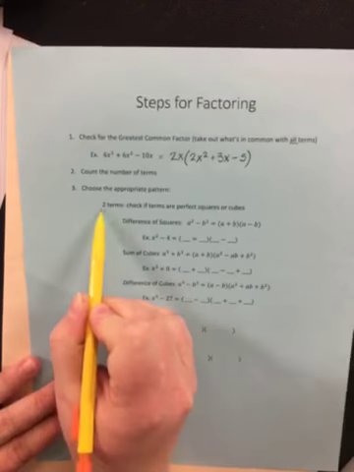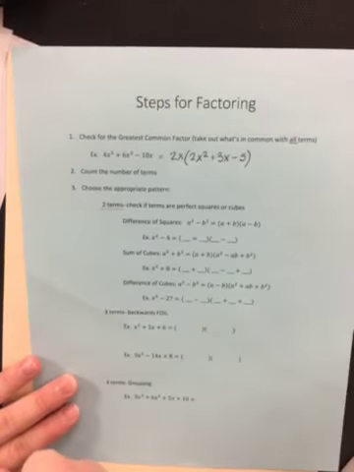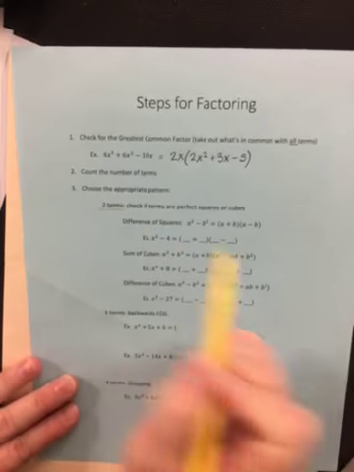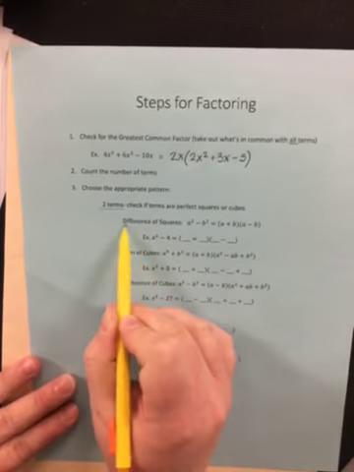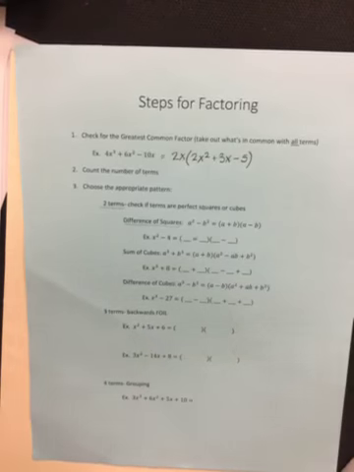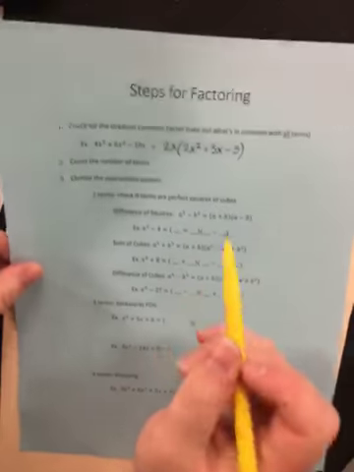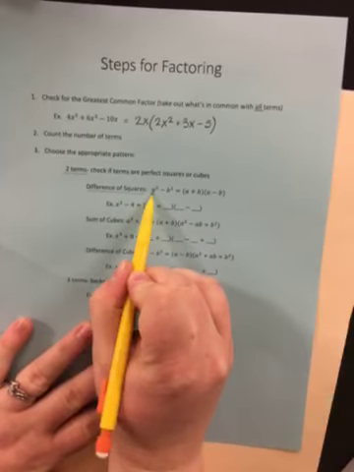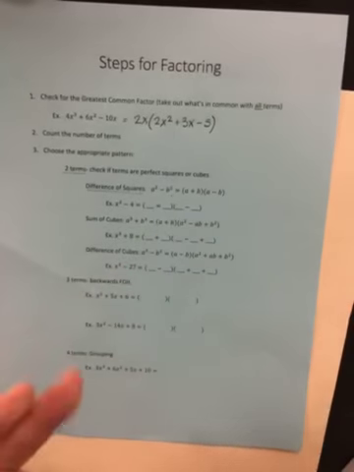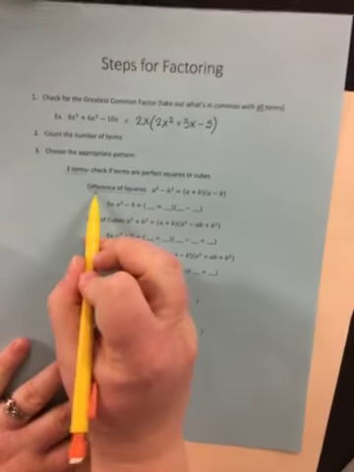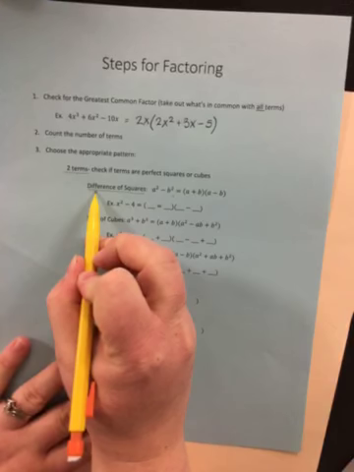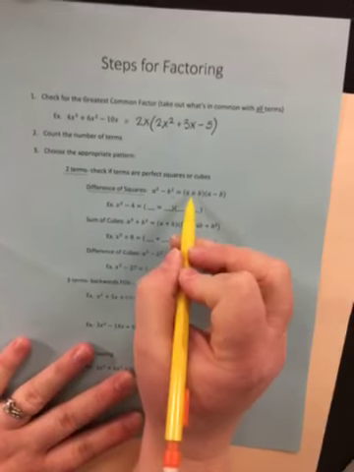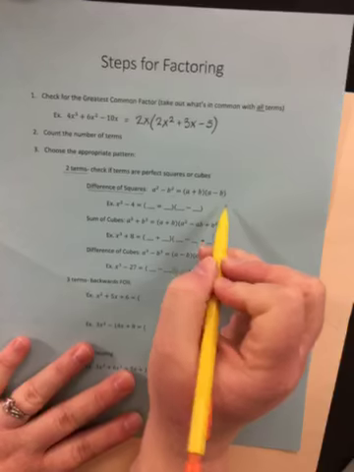If there are 2 terms, that's what we're working with today. We're only going to work with 2 terms, and we're only going to work with the difference of squares. But you have to check for the greatest common factor first. So if there's a difference of squares, if I have a square number minus another square number, it has to be a minus in between. That's what the difference is. You have to have a minus sign. Then you have a plus b, a minus b.